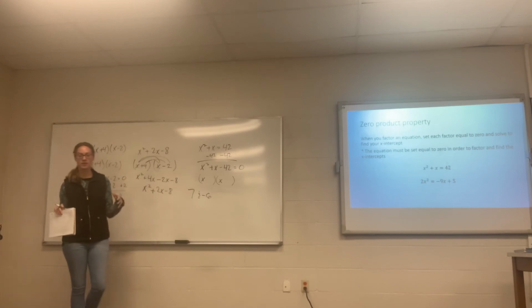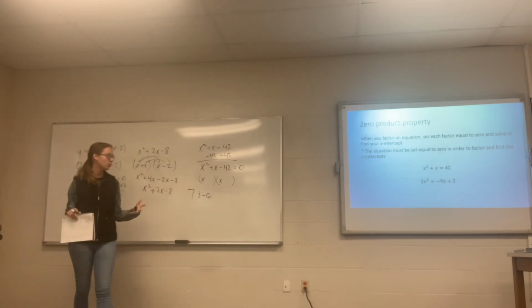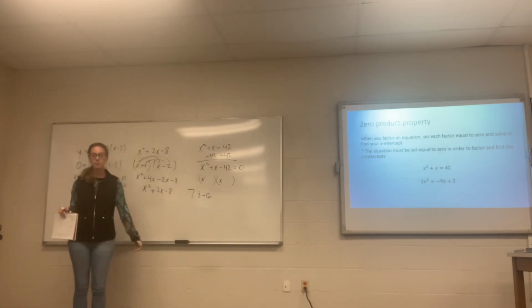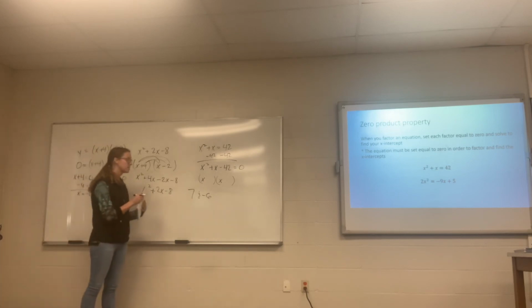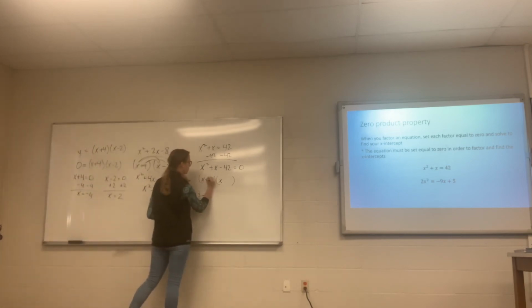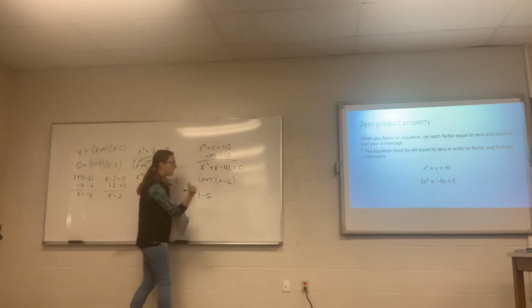So you always have to double check your signs. Even if you think, I know that these two numbers multiply together to give me that number, you always got to double check your signs. Okay, so let's go ahead and plug in. So positive 7 and negative 6.